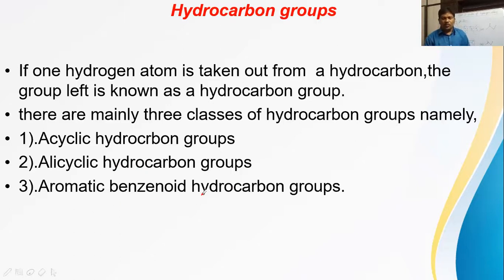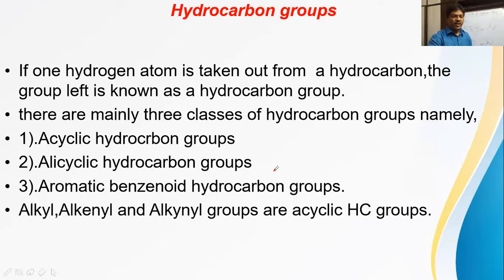Benzenoid compounds we discussed in classification of organic compounds, different types of compounds, benzenoids, non-benzenoids. Okay, the derivatives of benzene can be called benzenoid. If a benzene type of structure is present, that is called benzenoid, otherwise non-benzenoid structures. Okay, so three types of hydrocarbon groups we have to understand. Next, alkyl group, alkenyl group, and alkynyl group. These three are called what? Acyclic hydrocarbon groups. Here HC stands for hydrocarbon.